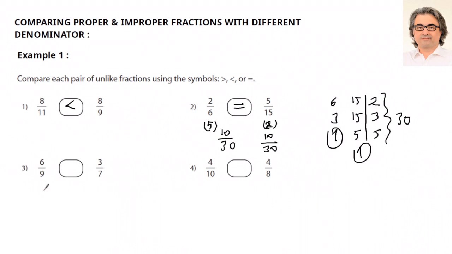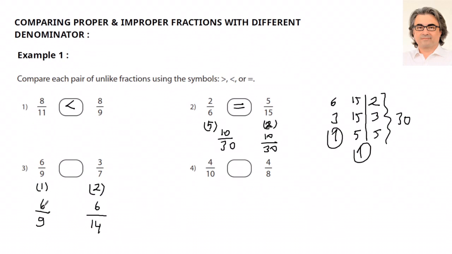What about the next one? Now, both numerators and denominators are different from each other for these two fractions. Now let's equalize numerators here. 6 and 3 may be equalized at 6. So I should multiply this fraction by 1 and this fraction by 2 to equalize their numerators at 6. 1 times 6 over 9 is again 6 over 9. What about this one? 2 times 3 is 6 and 2 times 7 is 14.